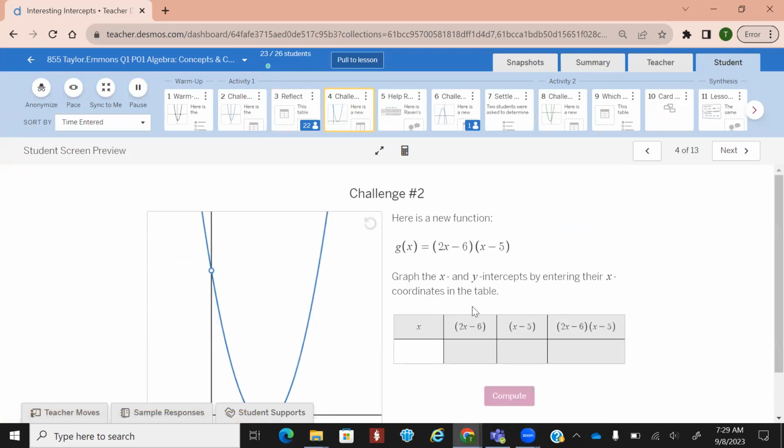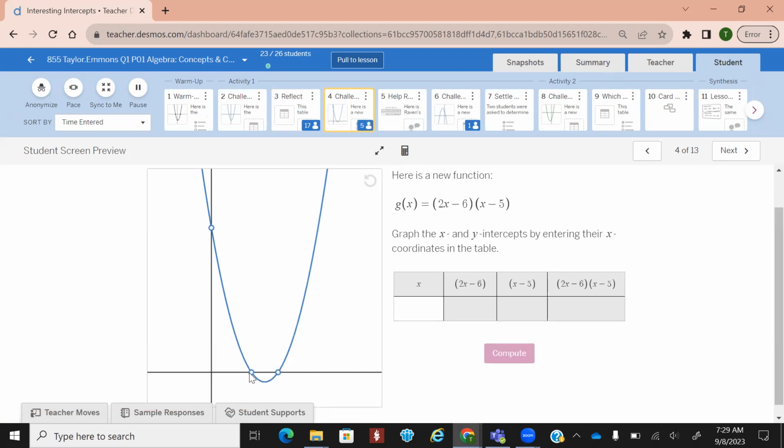All right, slide 4. Here's a new function. Graph the x and y intercepts by entering their x coordinates in the table. So looking at this, what could potentially be our x-intercept? What do you think it's going to be? Using what we just learned on the last slide, what is this one going to be? 5. It's going to be the opposite of this sign. So it's going to be 5. And when we compute it, it's going to give us our y value of 0. And there it is.